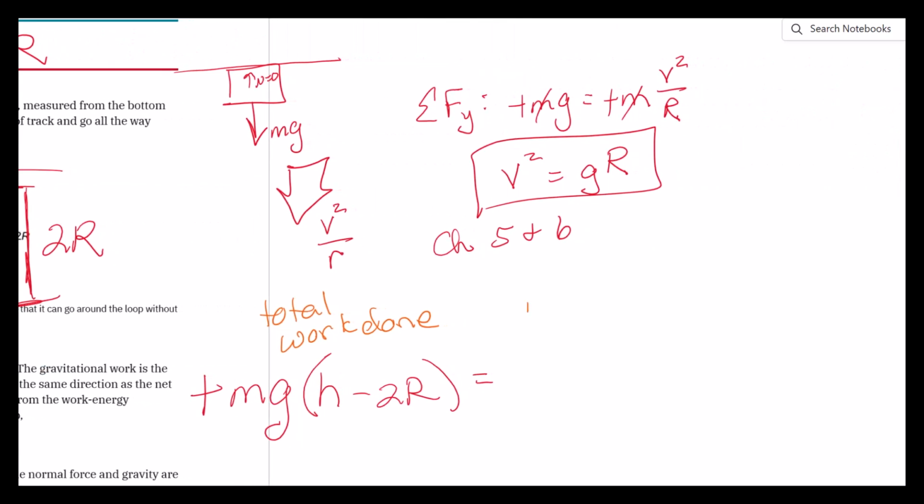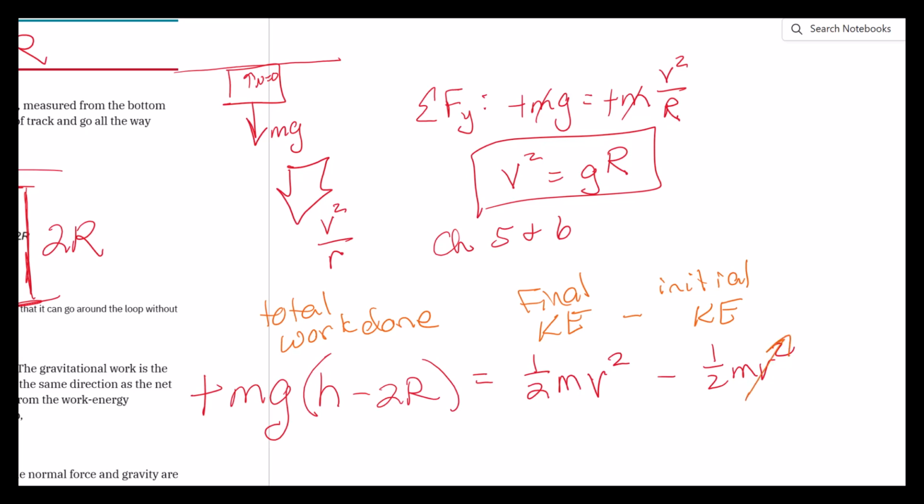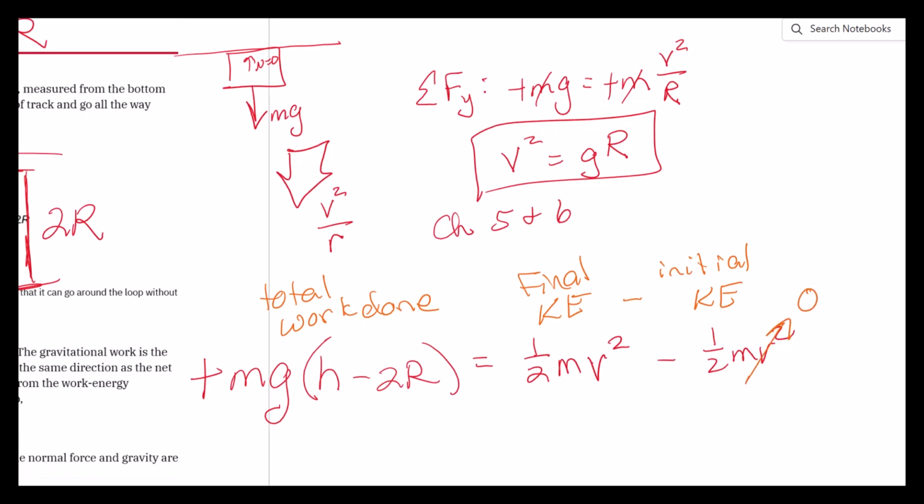So final kinetic energy minus initial kinetic energy. Final kinetic energy minus initial kinetic energy. We say, okay, its final kinetic energy is 1/2 mv squared, because we proved that with calculus. Its initial kinetic energy would be 1/2 mv squared again, but it said it started at rest, so it's 0. Okay?